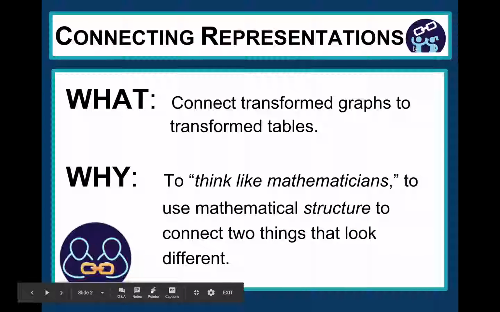All right, so we're going to look at and connect some transformed graphs to transformed tables. And the reason why we're going to do that is we want to practice thinking like mathematicians by using structure, mathematical structure, to connect 2 things that look different. So this is one of these real life processes, Common Core math process skills, to be able to look at 2 things that look seemingly different, but to actually find connections in them. And that's a really good skill to have.